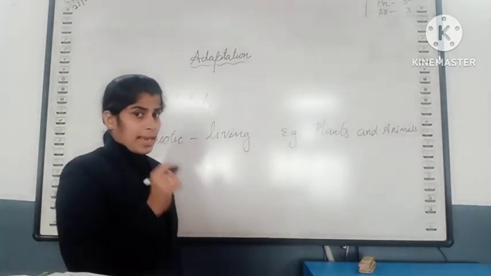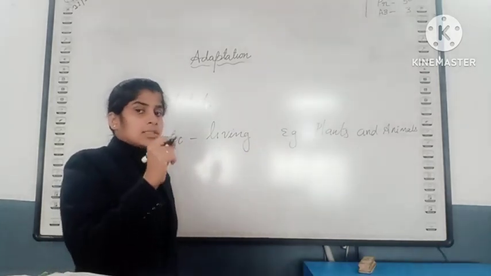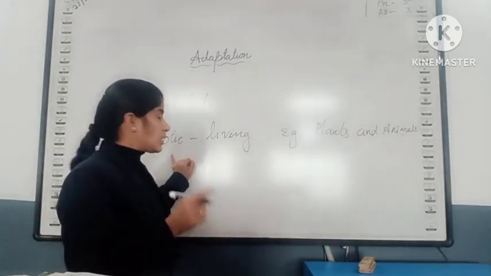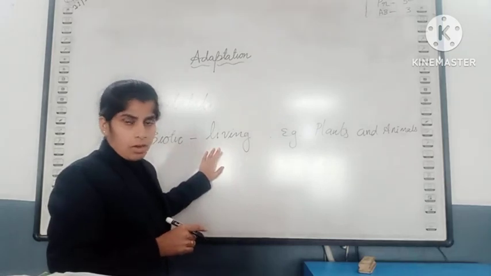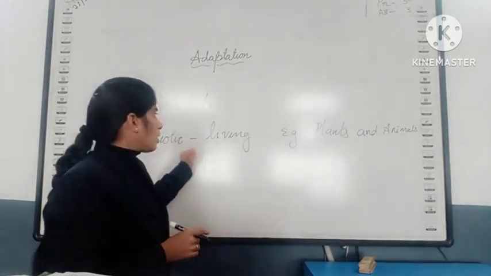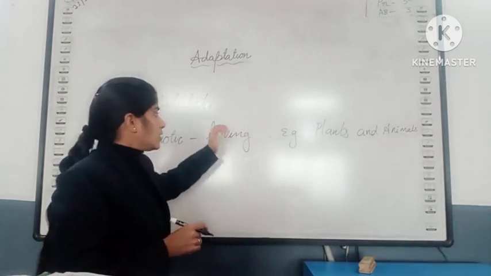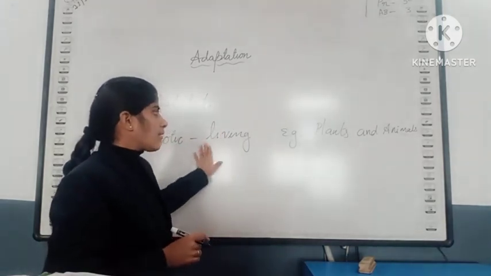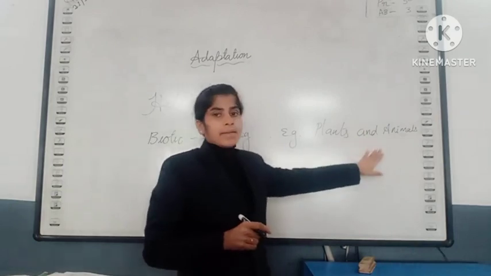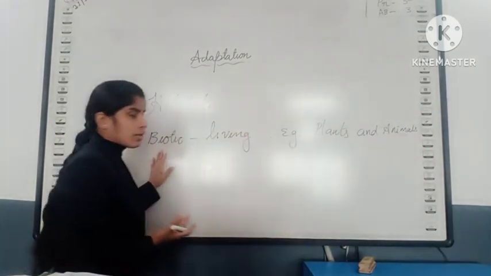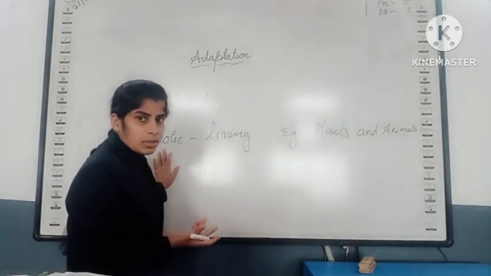So you know about environment. Environment is the sum of biotic and abiotic factors. Biotic means a living thing. Examples of biotic factors are plants and animals, including human beings also. These are biotic factors.